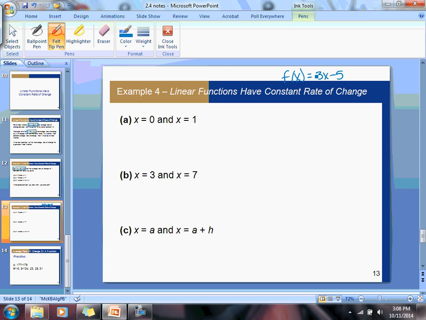Okay, so let's substitute in f of 1 minus f of 0. And again, this is that rate of change formula that we're using. So f of 1, I'm going to substitute that into the function, 3 times 1 minus 5.